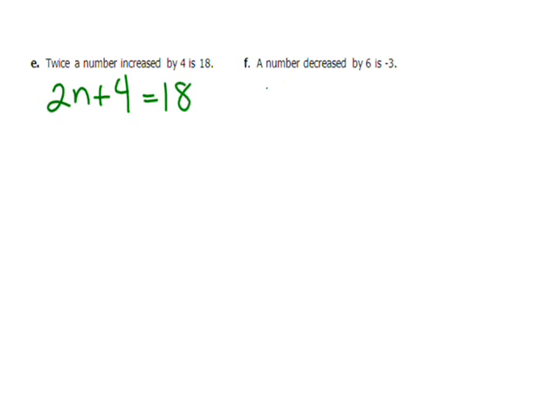A number, this time let's use x for our number, decreased by 6, so minus 6, is, there's my equal sign, negative 3. And again, easy to solve.